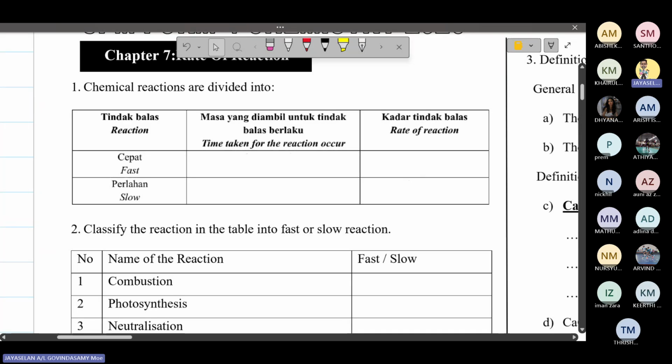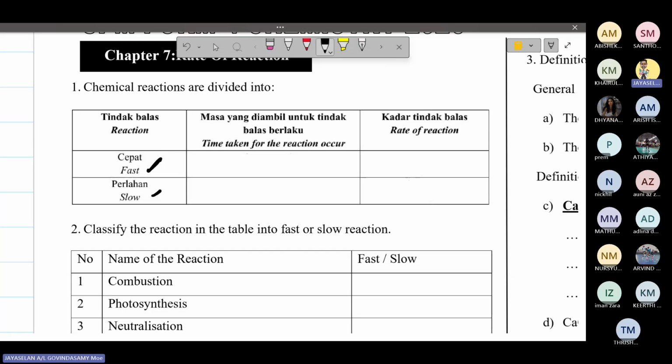Rate of reaction can be fast or slow. If it is a fast reaction, the time taken you must put shorter. Lower cannot. Time taken is shorter. Short, pendek in Malay. And the rate of reaction you should put what? Higher. Higher also can.